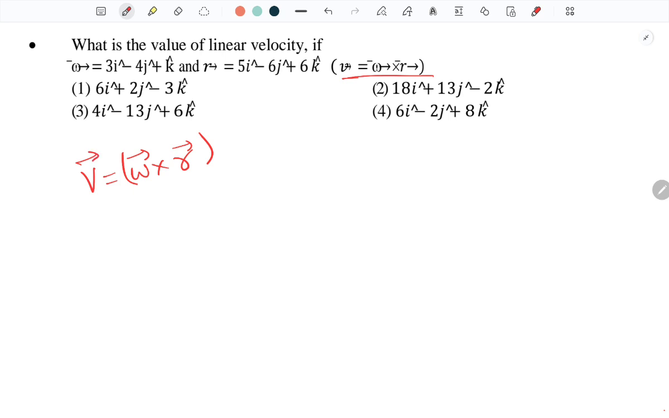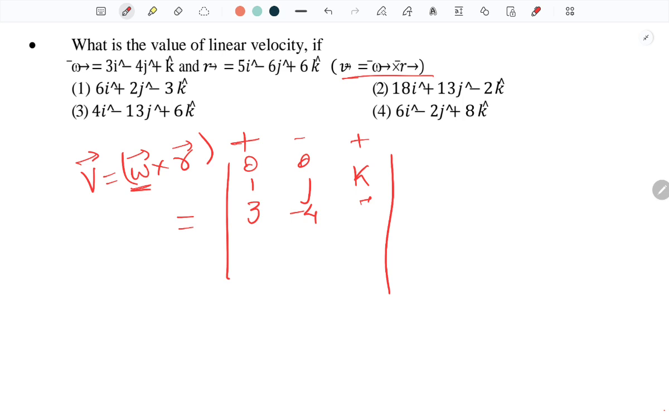Omega is given as 3i minus 4j plus k, and r is given as 5i minus 6j plus k cap. So we need to find v is equal to omega cross r. What is the simple method? It is given by i, j, k. The determinant you will solve. Plus, minus and plus you will put here. These are the basics. First is omega, so omega is 3, minus 4 and 1. R is given as 5 is the coefficient of i, minus 6 and plus 6. So when you solve this, you will be getting, okay, I'll even show you how the determinants are solved.